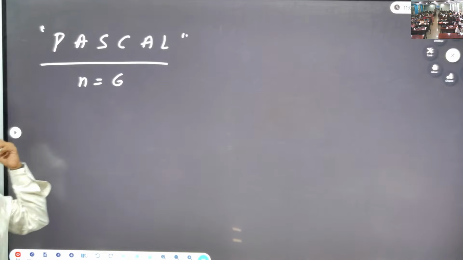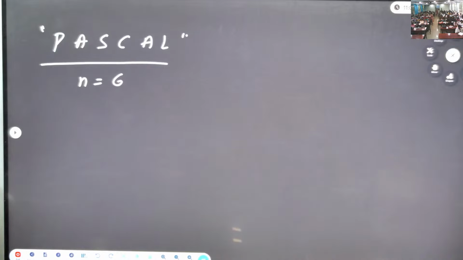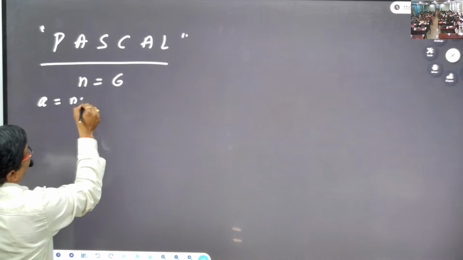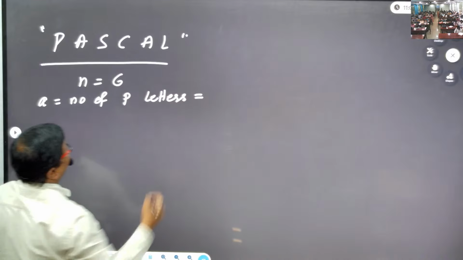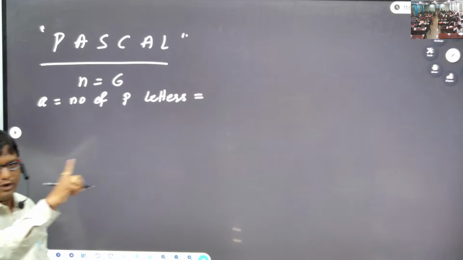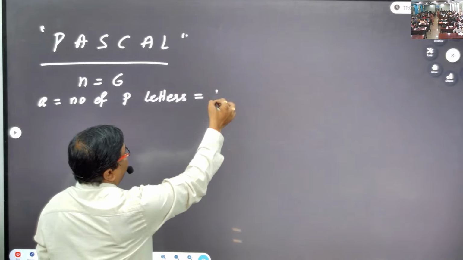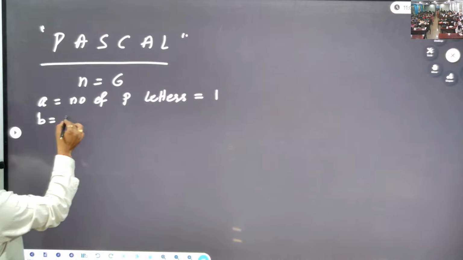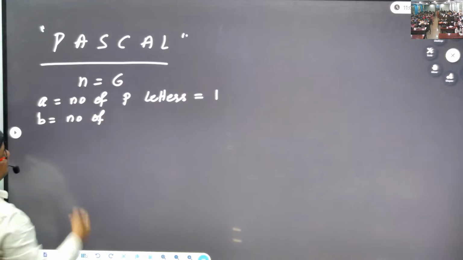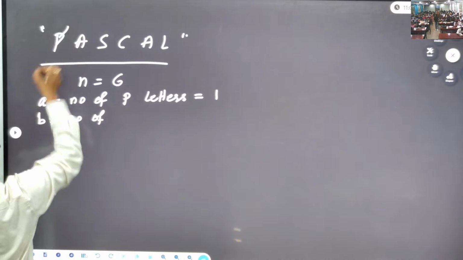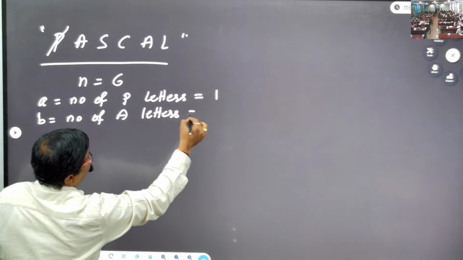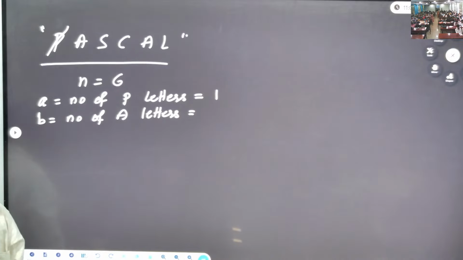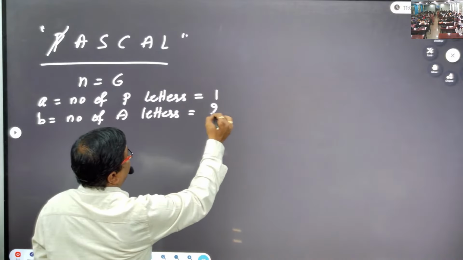Okay. A is equal to the number of P letters. How many P values are there in Pascal? Only one. Next, B is equal to the number of the next letter. Next letter, A, number of A letters. How many A's are there? 2. Write the count, 2.